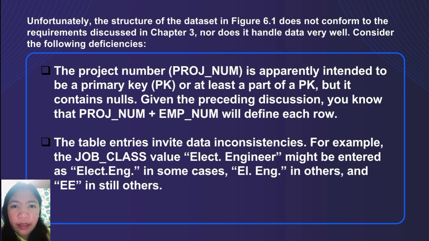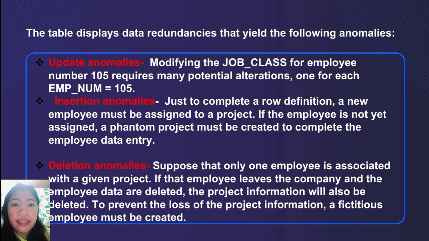So the table entries invite data inconsistencies. For example, the job classification, or job class, value electrical engineer may be entered differently in different cases, such as elect.eng, el.eng, or EE. This inconsistency in data entry can lead to difficulties in data analysis and retrieval. So it is important to establish standardized formats and guidelines for data entry to ensure consistency and accuracy in the data set. The table displays data redundancy that yields the following anomalies.